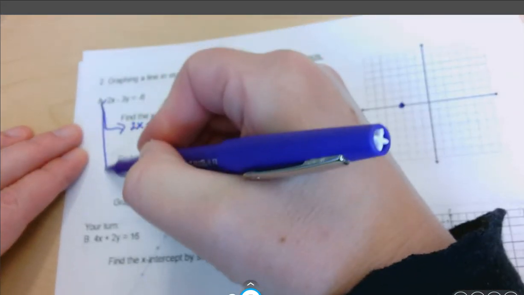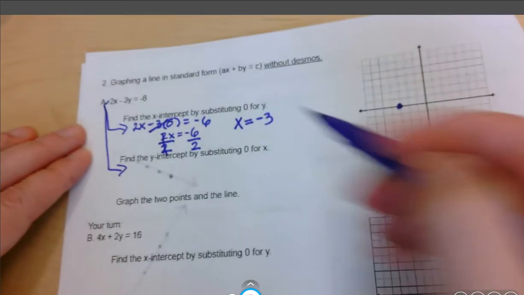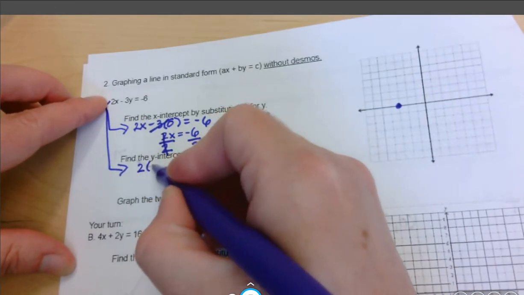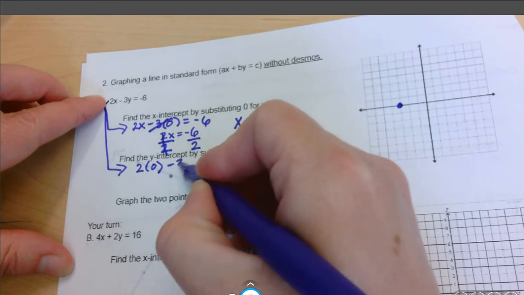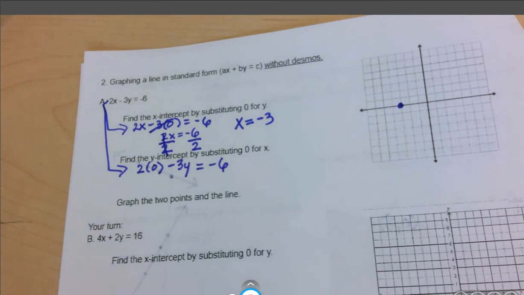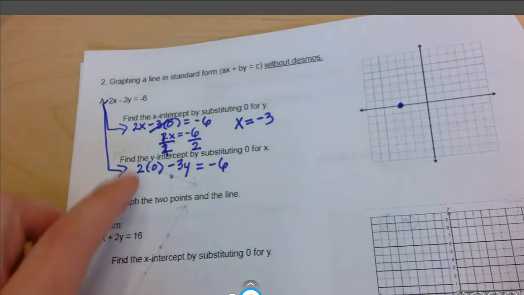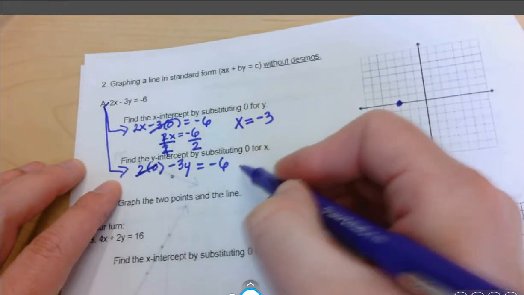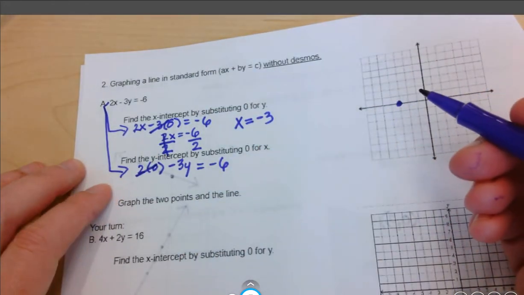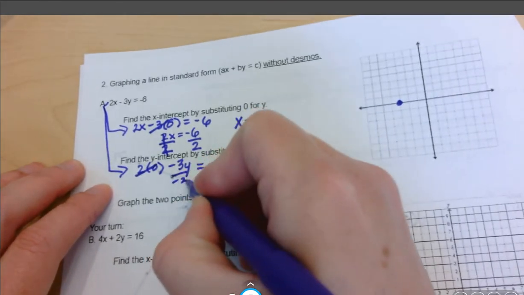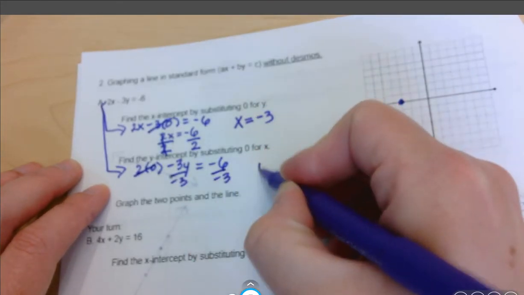Same equation, but we substitute 0 for the x this time. So 2 times 0 minus 3y equals negative 6. All right, so 2 times 0 still makes 0, right? So that's gone. I have negative 3y equals negative 6, so I have to divide by what number? Negative 3, good.